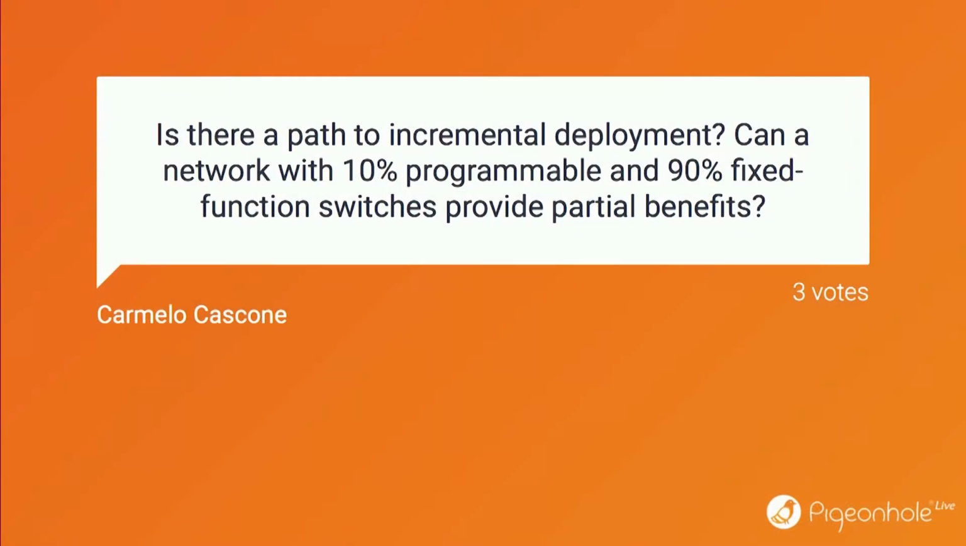Okay, so this is probably a good one to end on: do you guys think there's a path to incremental deployment? Could a network with 10% programmable and 90% fixed function switches still provide partial benefits? Well, yeah, again, it depends on the application. There are going to be applications where if you have a couple of switches that can do something special to the traffic, you already get a benefit, or you get the full benefit because you don't need to do it everywhere. There are others where you need to have it in every single switch.